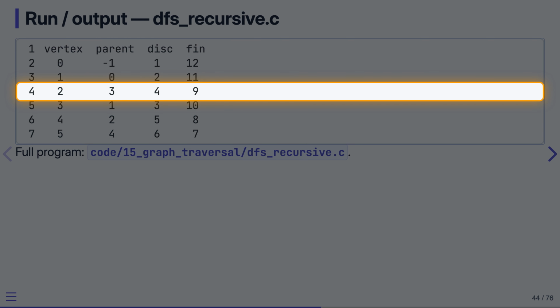Look at vertex 2. Its parent is 3. That matches the trace. Vertex 2 was discovered while the frame for vertex 3 was open. The numbers on the screen are the same numbers we watched on the stack.